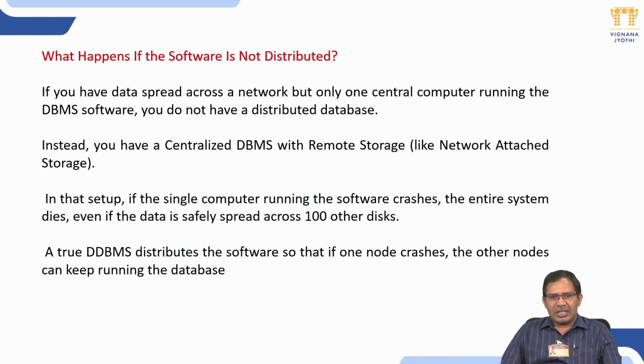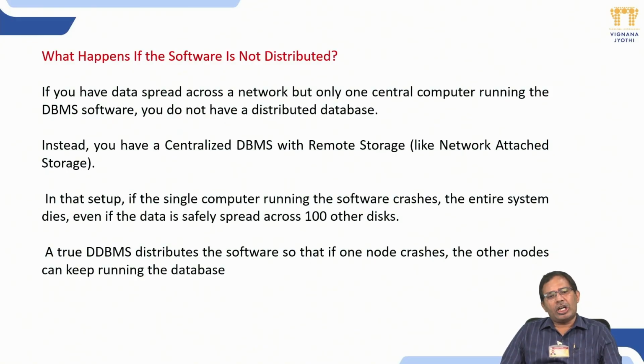In a centralized setup, if the single computer running the software crashes, the entire system halts. For example, if the data is available at one place and all the users depend on the same location, whenever that particular system goes down, the entire system will be halted. Rather, a true distributed DBMS distributes the software so that if one node crashes, the other nodes and other locations are available with the data required.